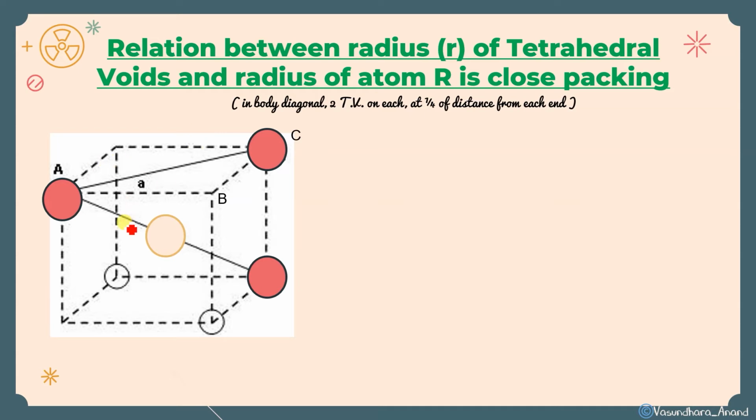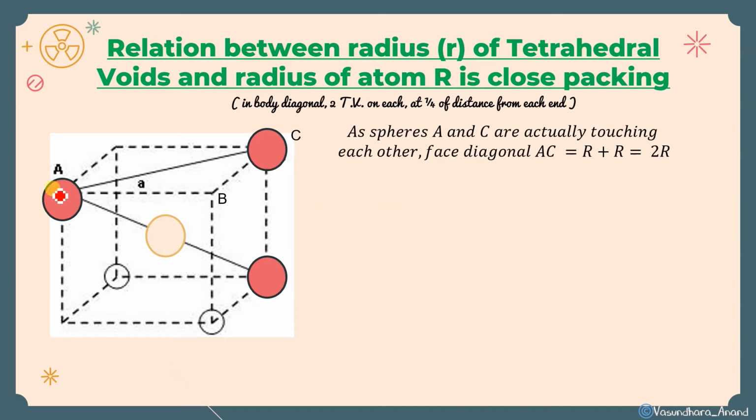So in this case, I have taken a unit cell, and this is the body diagonal I have taken here, and I'm considering one void over there. And considering that all these A, C are touching each other. These particles are touching. Here also this A, this void, and this one are touching each other. Got it? Okay. So let's see, as the spheres A and C are actually touching each other, we can say that this is a face diagonal, isn't it? So face diagonal, that means AC will be equal to R plus R. You have to assume that they are touching each other, isn't it?